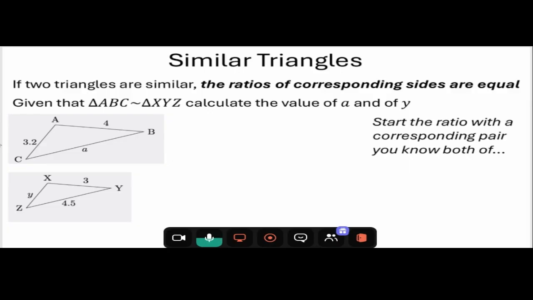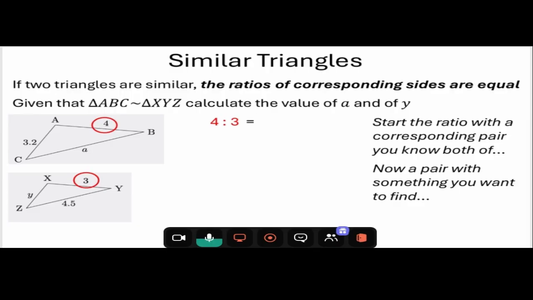Here's what you want to do on these questions. Start the ratio with a corresponding pair you know both of. So corresponding pairs, like this side here is 3.2, and its corresponding pair down here is Y. We don't know Y. Okay, we don't know both of those. This one down here is 4.5. Its corresponding side up here is A, which we don't know. But look along the top. Side AB, this one here we know is 4. Its corresponding side is 3. There we go. There is a pair of corresponding sides that we know both of. That's how you start your ratio, with that one.